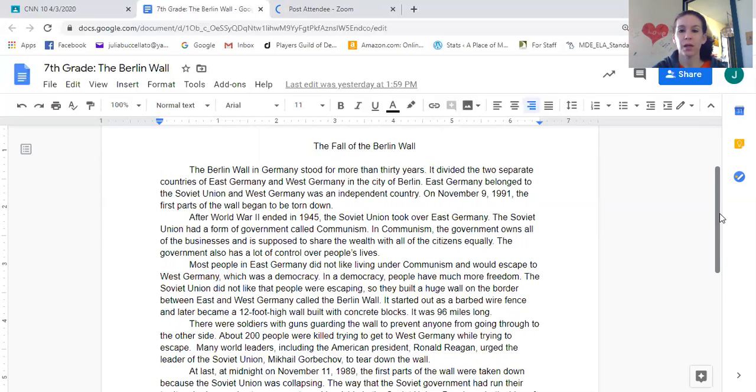On November 9th, and this is a mistake here, it should say 1989, so I'm going to fix that. That goes to revising and editing. On November 9th, 1989, the first parts of the wall began to be torn down. This is giving you background into what my event is, when this wall actually fell. After World War II ended in 1945, the Soviet Union took over East Germany. The Soviet Union had a form of government called communism. In communism, the government owns all of the businesses and is supposed to share the wealth with all the citizens equally. The government also has a lot of control over people's lives.